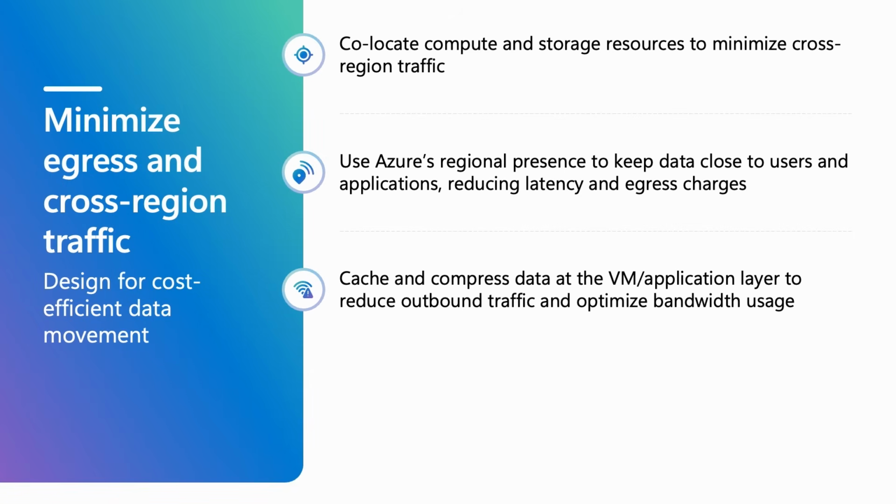Now, let's focus on how to minimize egress and cross-region traffic in Azure, which is a key strategy for controlling networking costs. Co-locate compute and storage resources. By placing your compute and storage in the same region, you can significantly reduce cross-region traffic. This not only lowers your data transfer costs, but also improves application performance by reducing latency.